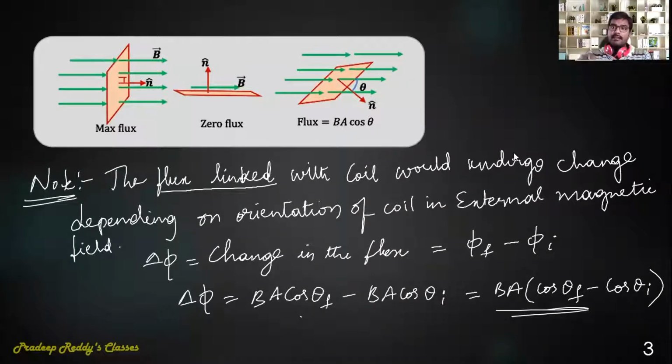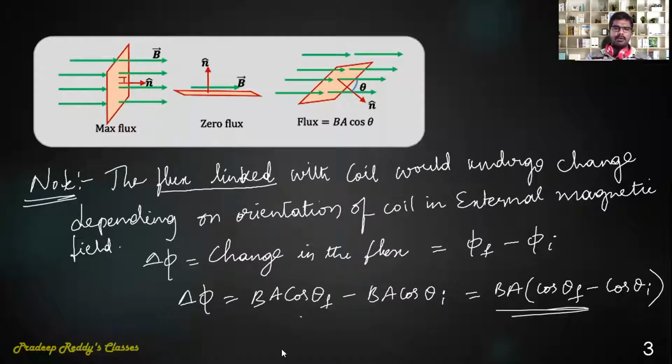If flux linked with that coil is changing, what are the effects? What are the effects happening here? If flux linked with that coil undergoes change, what would happen? That's what we will be discussing in the next slide. So why is the flux linked with the coil changing? Because it can be rotated. Whenever it is rotated, flux is changing. Not only with rotation, if area of cross section is changing, flux changes.